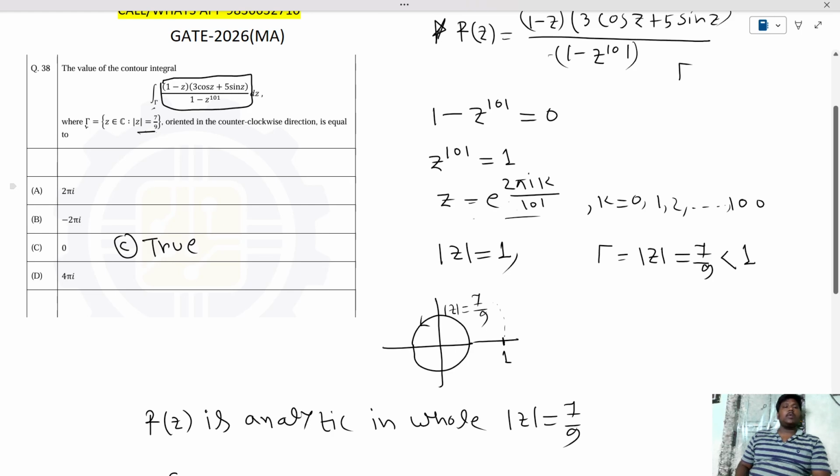So in this contour, this function is completely analytic. So by Cauchy's theorem, the integration of this analytic function on the closed contour is 0. So that is why C is the correct answer. So C is true. Thank you.